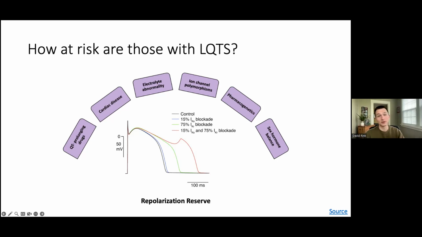So listed here are a couple of the things that are believed to affect repolarization reserve. QT prolonging drugs are the one we're most familiar with. Underlying cardiac disease and electrolyte abnormalities, similarly, we deal with all the time. And then there are some of the more genetic factors, so ion channel polymorphisms and pharmacogenetics, as well as, we mentioned before, sex hormone balance. And the graphic there is just illustrating a relative blockade of some of these ion channels. As you increase the blockade, you can result in these early afterdepolarizations that may trigger the arrhythmia.